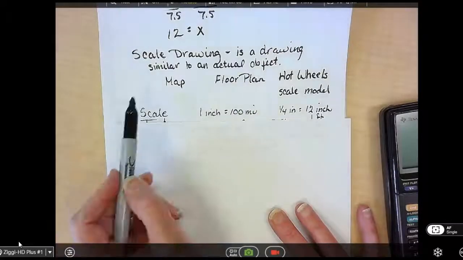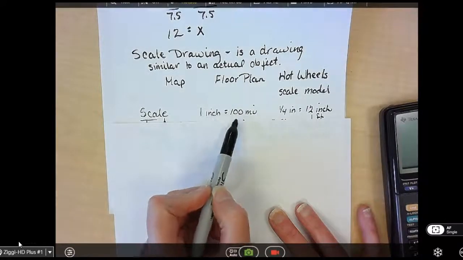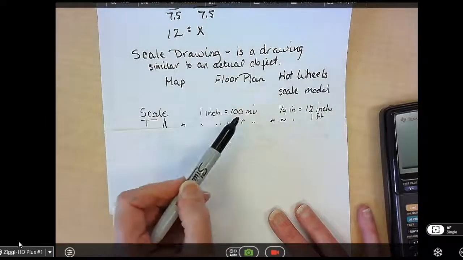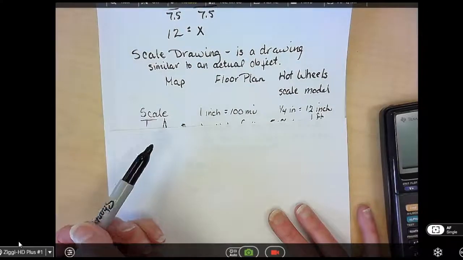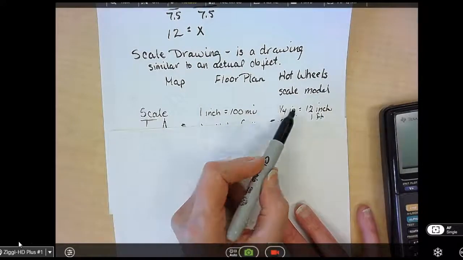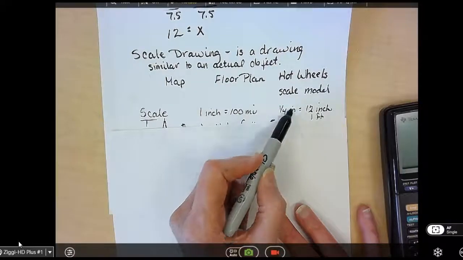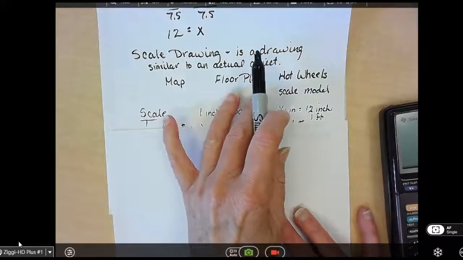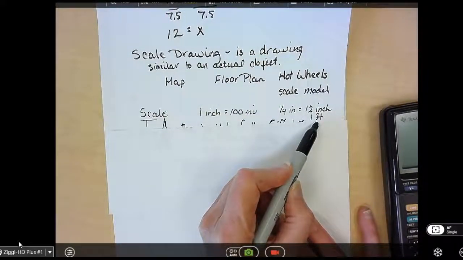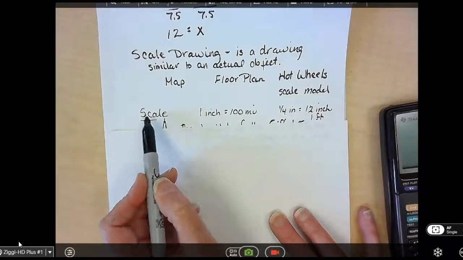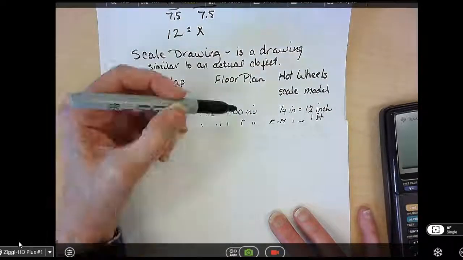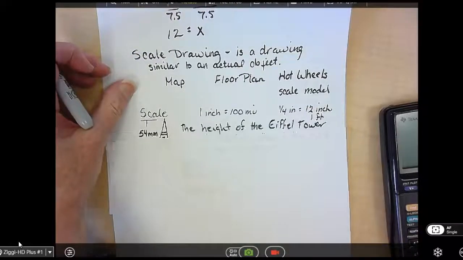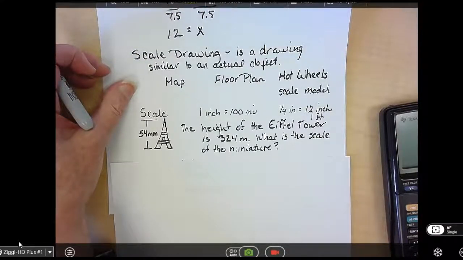With a scale, 1 inch equals 100 miles could be your scale unit in your map. Your scale unit of floor plan, maybe you're in 1/4 inch equals 12 inches, or they might have that as 1 foot. Usually with your scale factor, it's always over 1, so you're going to go 100 miles over 1 inch.